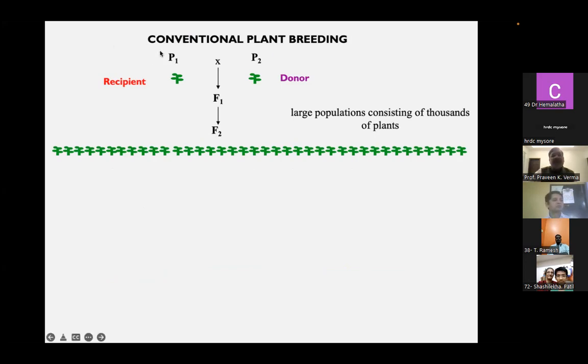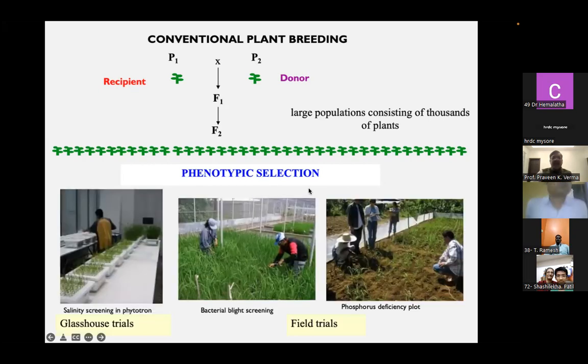So you have a recipient, like the wheat which was growing in India, and the donor was the Mexican wheat, that you can see there. What you are going to do is cross them. In the F1 generation, Mendel's first law applies, so only the dominant characters will be shown. But in the F2 generation, there will be a segregation. And after the segregation, you go for the phenotypic selection, and you can do all these things manually.